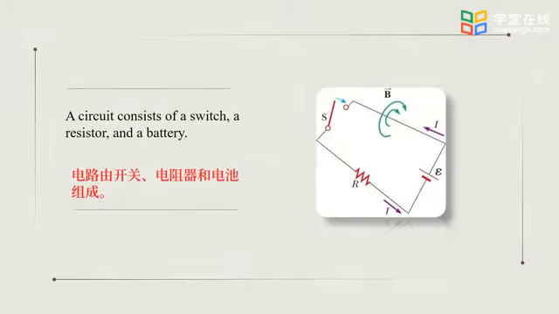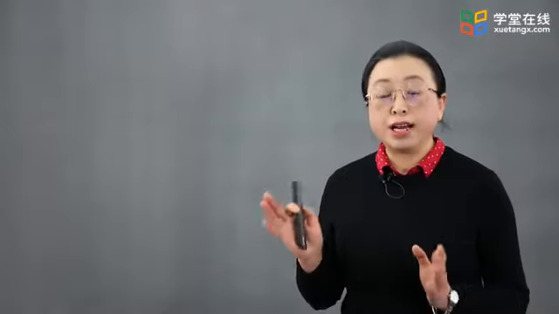Please look at this figure. A circuit consists of a switch, a resistor, and a battery. When we close the switch, we observe that the current does not jump immediately from 0 to its maximum value. Why? Let me analyze the process in detail.